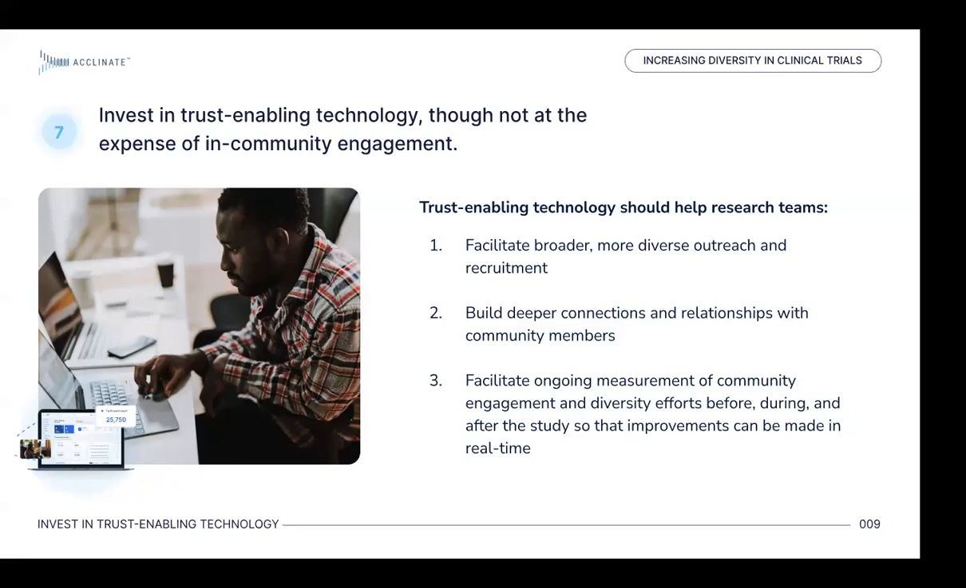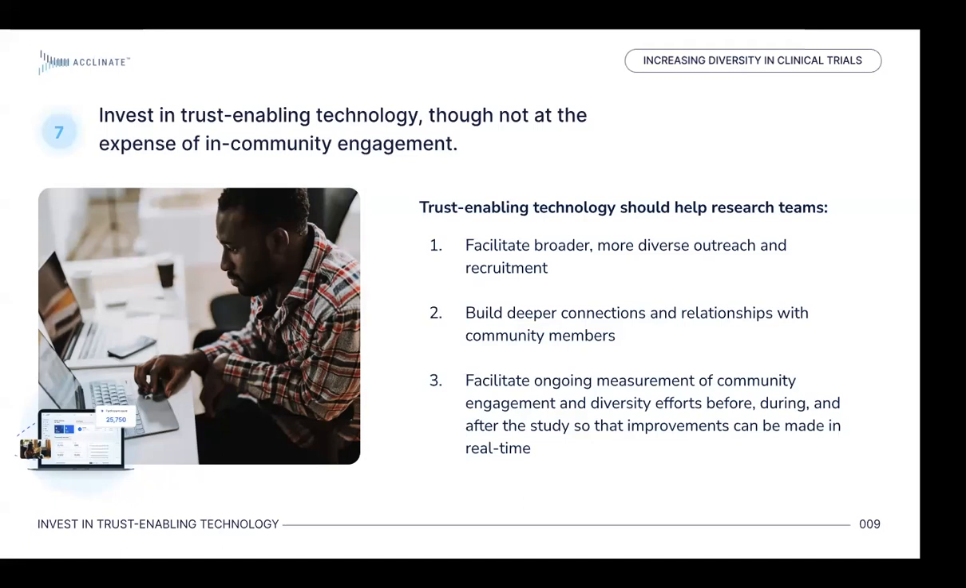It helps to build deeper connections and relationships with community members, because there may be people who you see in person one time, but you can consistently follow up with them through various digital means to ask additional questions. And again, just build your relationship through a digital platform or telephone calls or things of that nature. So it's about using the technology to facilitate and build trust and combining that with in-person engagement.